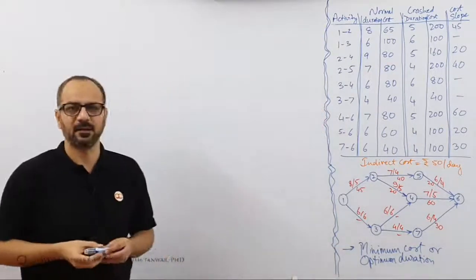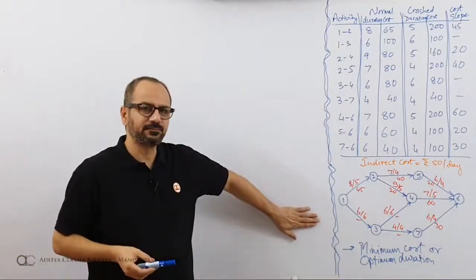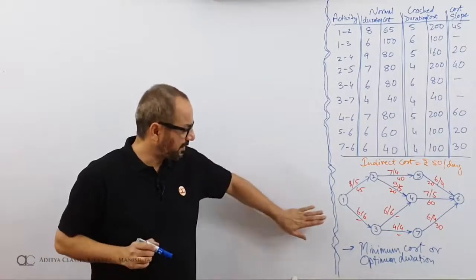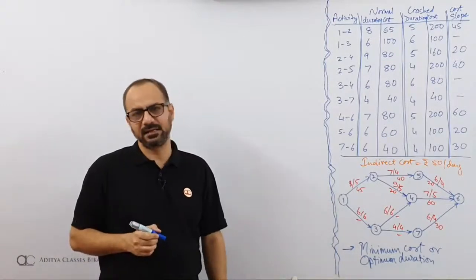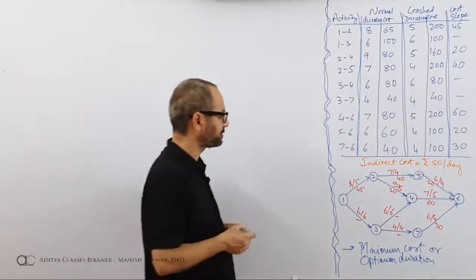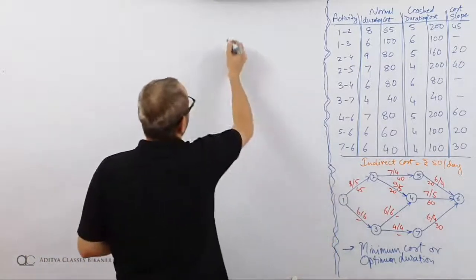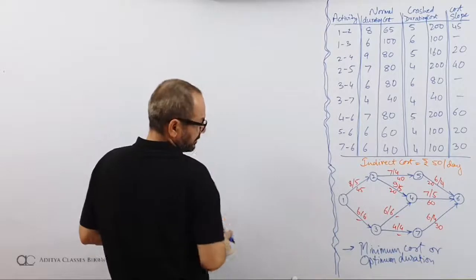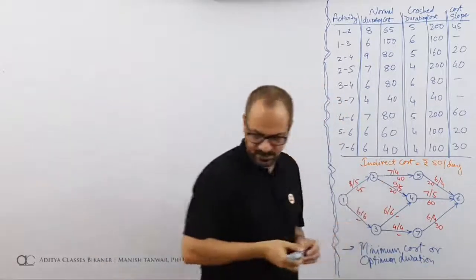Fine. Now this is the network. How do we start? First of all, let me establish what is the critical duration. What is the critical path? What is the critical duration? So what is the critical duration over here? I'll calculate it over here itself.